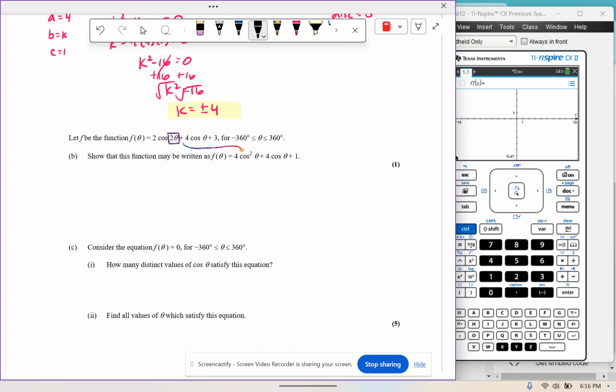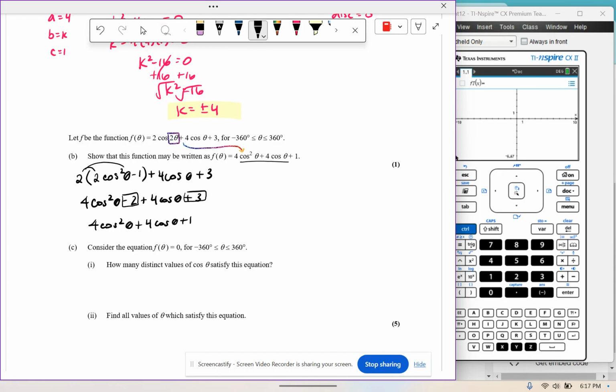So that's the double angle formula that I am going to use. I'm going to take the 2 and turn the cosine 2 theta into 2 cosine squared theta minus 1. And that came right off my formula booklet, or hopefully for you, it just came right out of your head because it's much faster to remember them. Now I'm going to distribute. I get 4 cosine squared theta minus 2 plus 4 cosine theta plus 3. I'm just trying to match the structure to the thing listed right up here. And I have 4 cosine squared theta plus 4 cosine theta plus 1 equals this piece right up here.